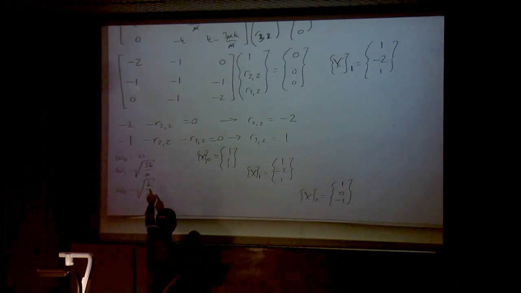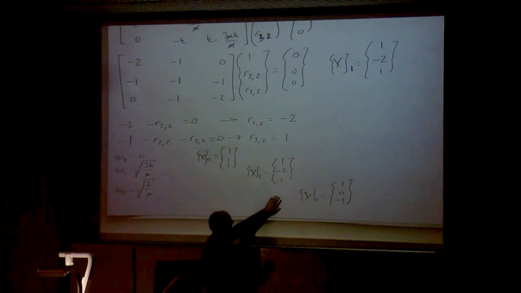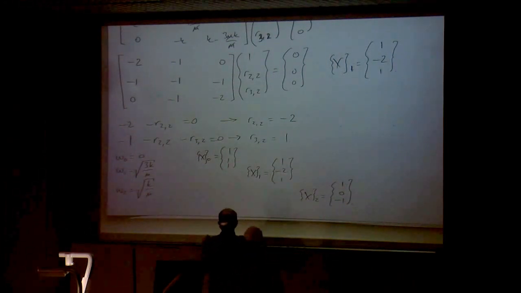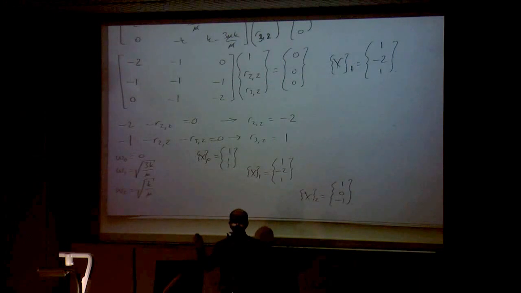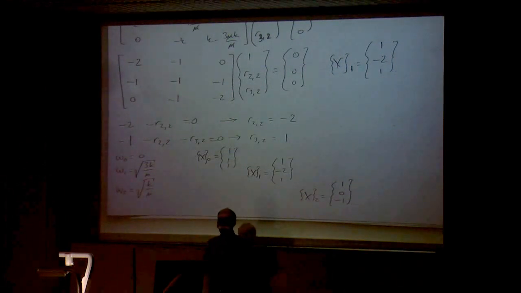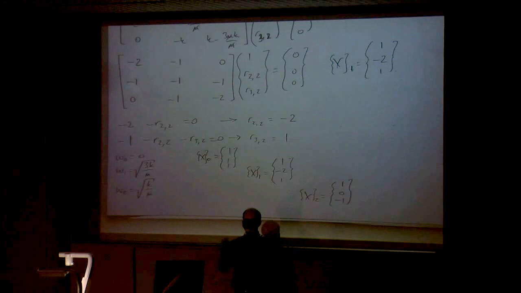For the case when omega is root 3k upon m, you've got mass 1 and mass 3, they will move together, but the middle mass will move in the opposite direction by twice the displacement. Okay, so you have the two masses moving backwards and forwards, and the one in the middle will move in the opposite direction.